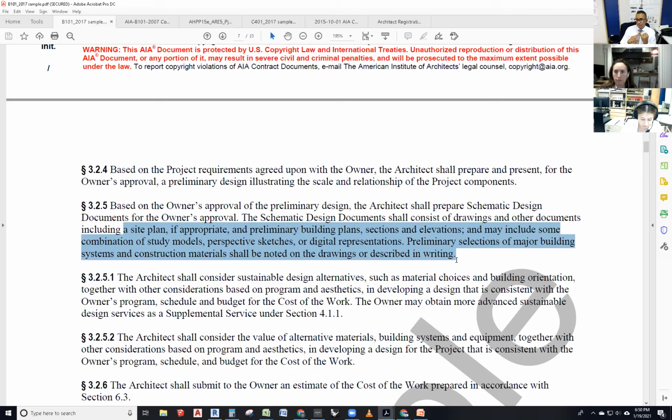Site plan, schematic floor plans, building plans, sections, elevations. Do we do enlarged plans in here? No. Do we do wall sections in here? Nope. Do we do 3D models in here? Maybe. Yeah, we do, right? Do we do renderings in here? It's optional.